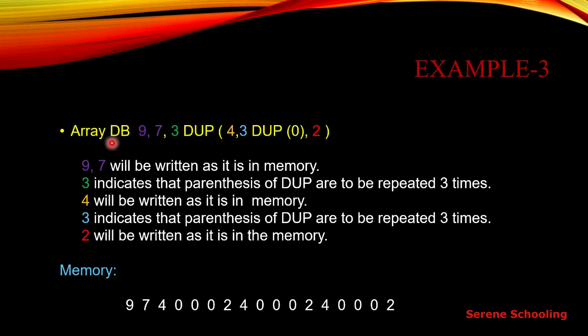You can see we have the array of db, which means define byte, which takes only 1 byte to store data. Then we have these 3 integers, then dup, then again parentheses, and then again 2 integers. This is, you can see, quite complex compared to the examples we have seen earlier. So we have to know how these sort of instructions are executed.